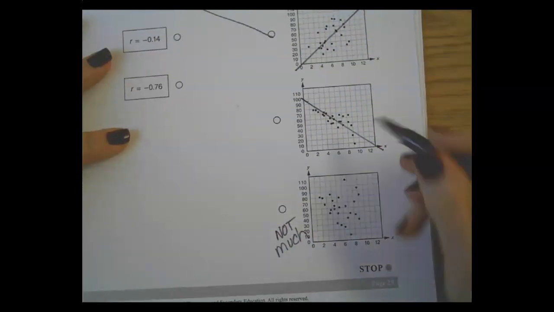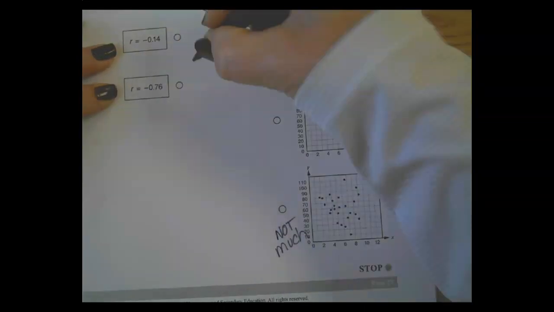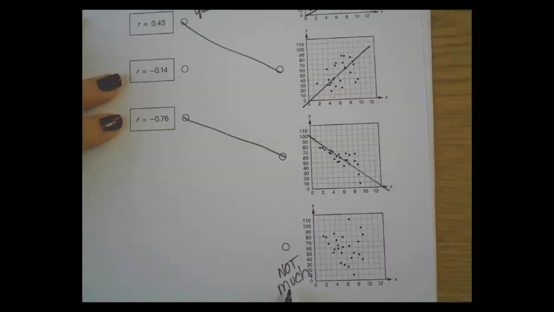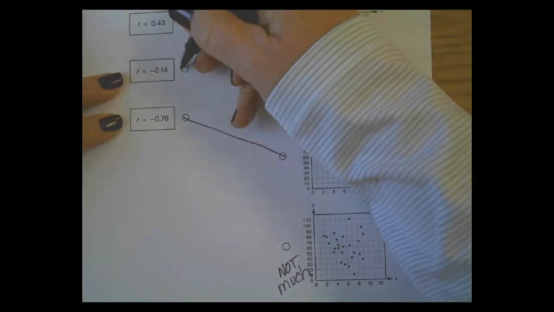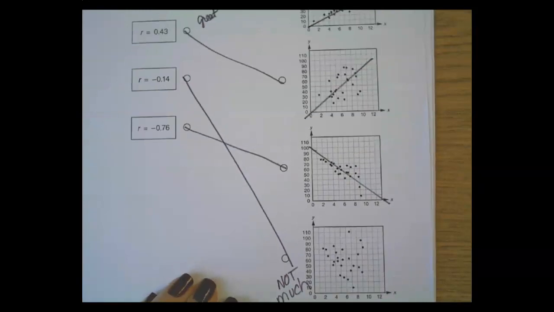Here, this one's pretty good. So which one is closer to negative great? This one here. And then this guy is so close to 0 because there's really not much there. And that's how you do those. It's great practice. Not hard, but great practice.